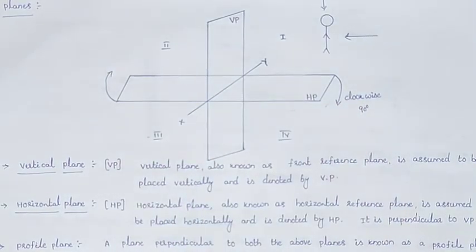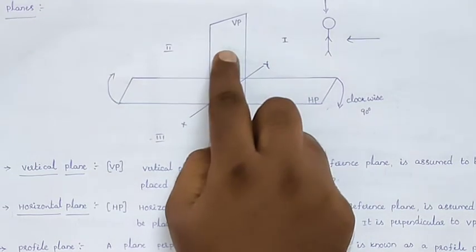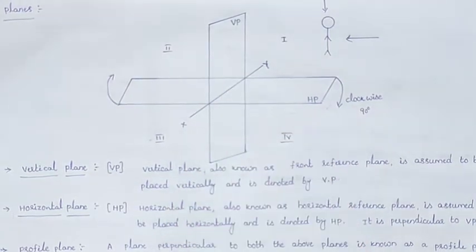First, what I mean by the vertical plane. The vertical plane we can also call the front reference plane. It is assumed to be placed vertically and it is denoted by VP, simply, meaning vertical plane.